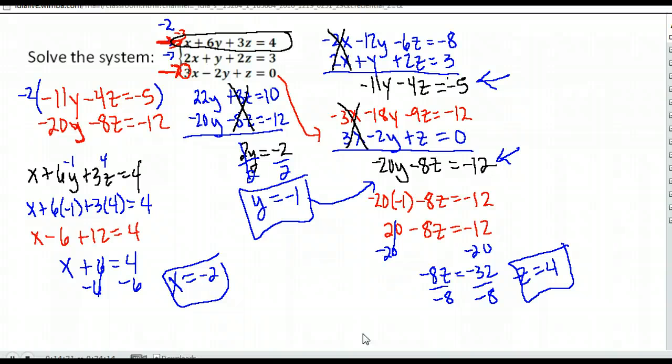Okay, so there you have it. We have x is negative 2, y is negative 1, and z is 4. Write that as an ordered triple. Remember to go x, y, z.